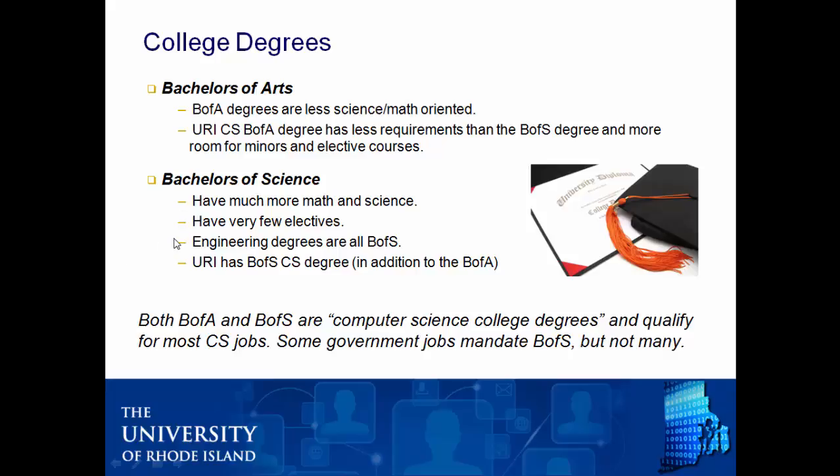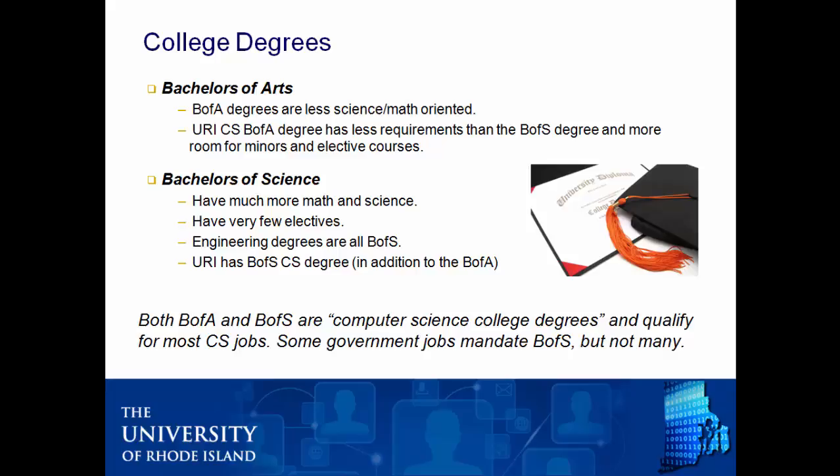tends to be pretty rigid in the number of courses. It's almost like an engineering program. In fact, all engineering programs are Bachelor of Science degrees. So there are more math and science courses in a Bachelor of Science degree and less flexibility to pick other kinds of courses.